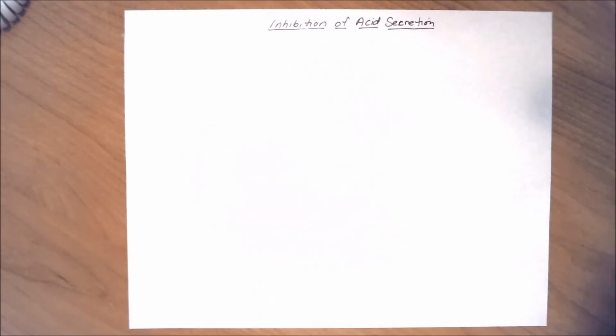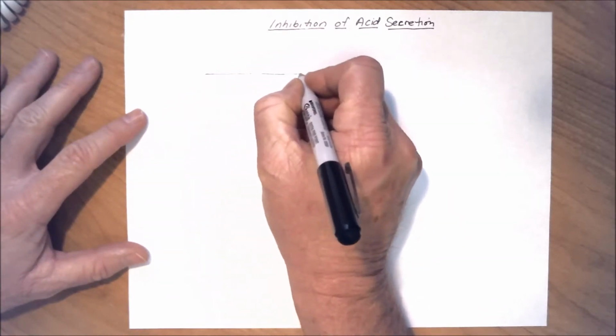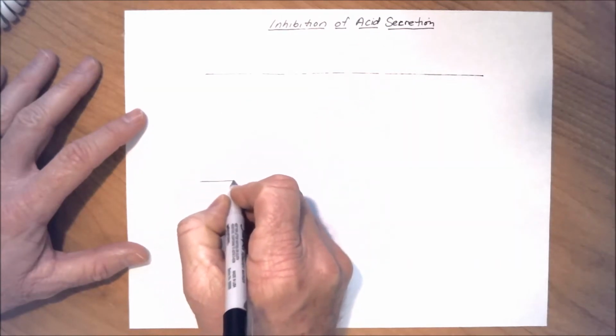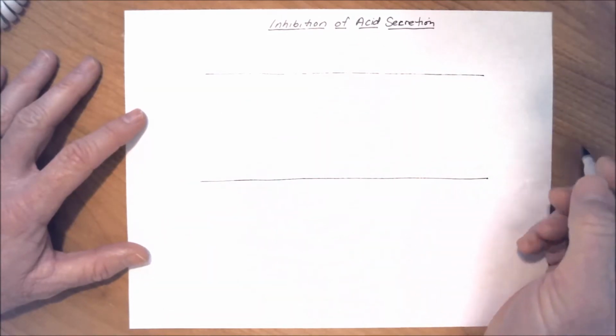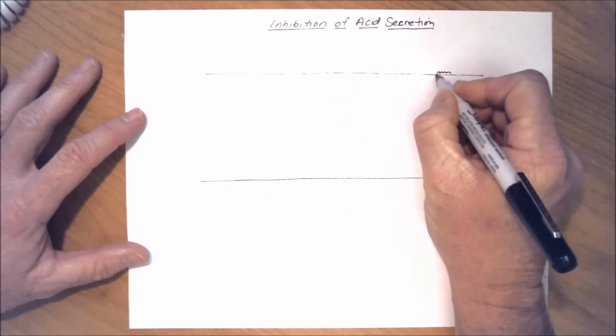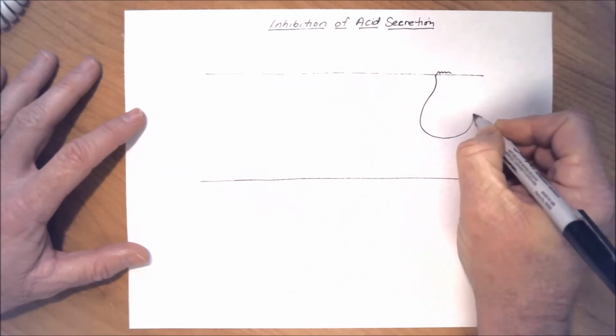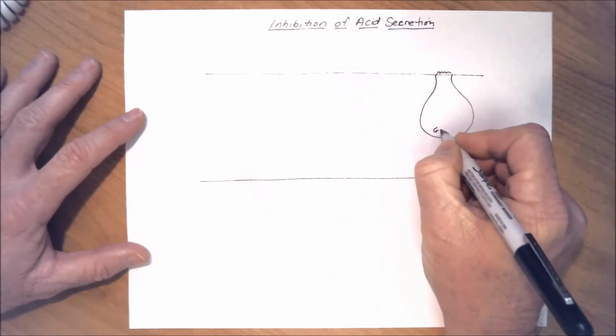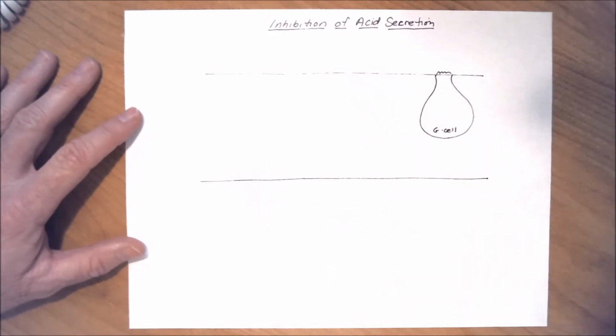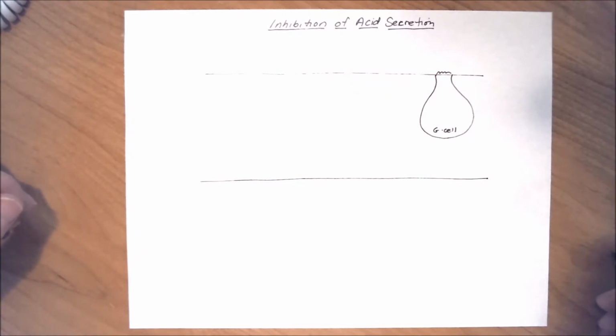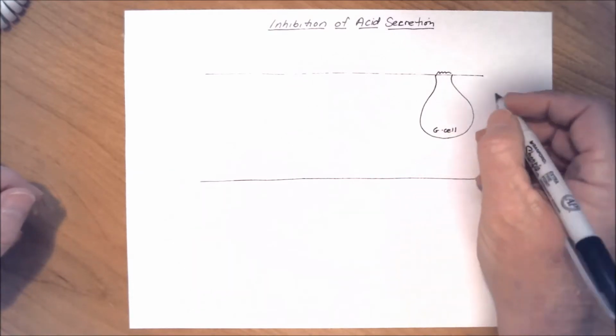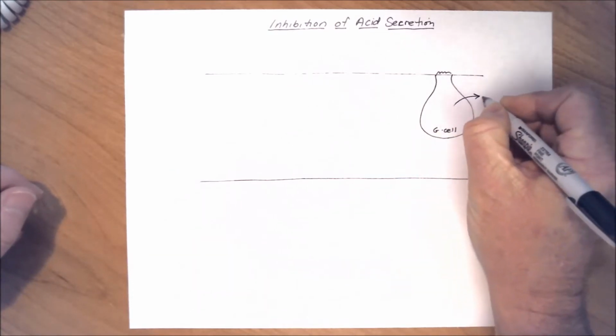Next, let's take a look at inhibition of acid secretion by our parietal cells. In order to do this, let us look through a section of the stomach wall once again, and let's revisit our open enteroendocrine cell, which is the G cell. Recall that the G cell is stimulated by multiple methods, and the purpose of the G cell is to secrete gastrin.